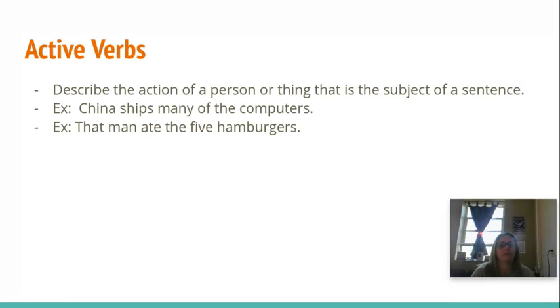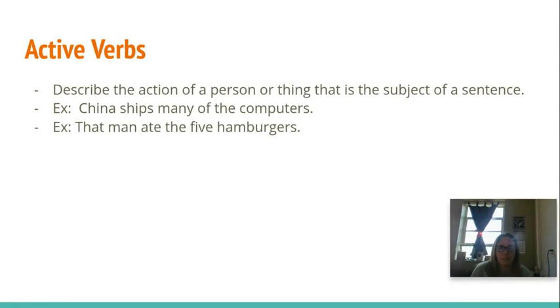Active verbs, again, you should be writing this same stuff in your journal. Active verbs describe the action of a person or thing that is the subject of a sentence. So now we took those 2 examples that were passive and we're going to flip them and make them active. China ships many of the computers. Okay, so now we know who ships many of the computers, and it's China. Therefore, we can say that is active. We know exactly who is shipping what, who is doing what.